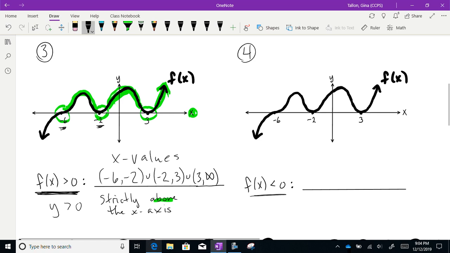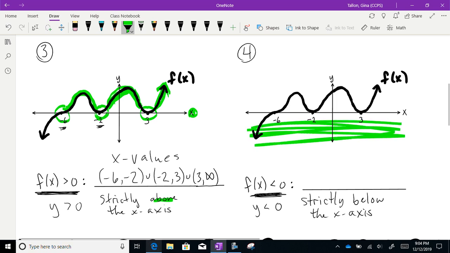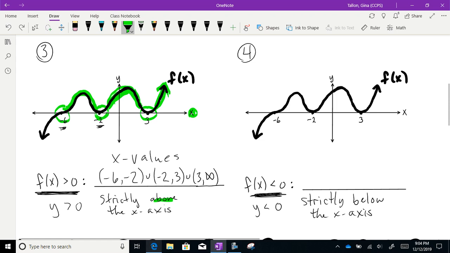So for question 4, I'm looking at f of x less than or equal to 0. This means I want y to be less than 0, which means we're looking for x values for which the graph itself is strictly below, this time, below the x-axis. So this graph is below the x-axis. Anything over here is below the x-axis, right? However, the only thing on the graph that's below the x-axis is this little section over here, including the arrow. Okay, so how am I going to name that?